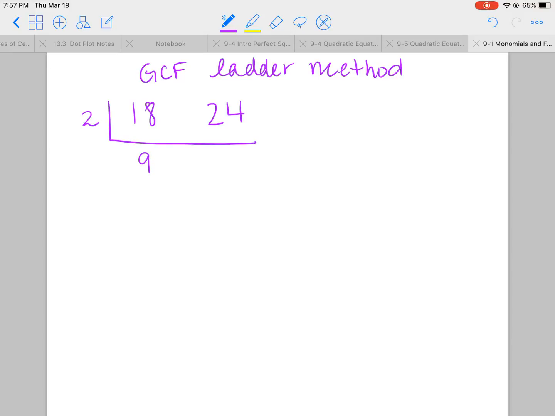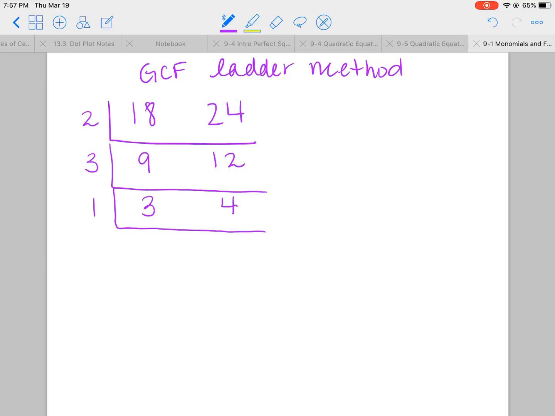18 divided by 2 is 9, and 24 divided by 2 is 12. And then I ask myself again, what is the smallest number that goes into both 9 and 12? So 2 doesn't go into 9, so I have to move on to 3, which can divide both 9 and 12. 9 divided by 3 is 3, and 12 divided by 3 is 4. I'm now at the point where the GCF of this row is 1, so I can stop.